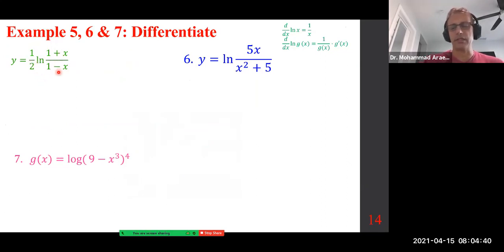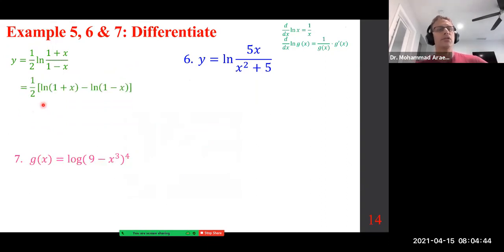ln of the top minus ln of the bottom. Don't forget there's a 1/2 in front. So the very first step is to decompose that. Now, as far as the differentiation is concerned, ln of 1 over x, you flip that over, 1 over x, and then times the derivative of the argument, which is 1, minus 1 over 1 minus x times negative 1. Don't forget there is a 1/2 in front.